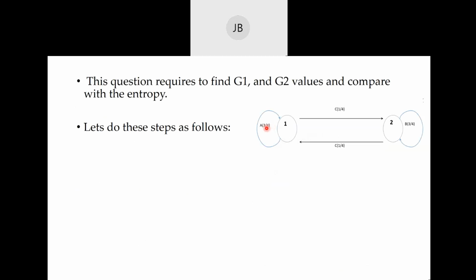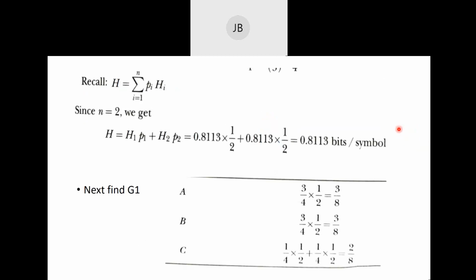How can we generate A? Only here we can generate A, right? That is the transition from 1 to 1. The symbol A is generated with a probability of 3 by 4, from state 1. State 1's probability is also 1 by 2. So 1 by 2 multiplied by 3 by 4. Similarly, how do we generate B? B is generated by the transition from 2 to 2. So 3 by 4 is the transition probability multiplied by the state probability of state 2, that is 1 by 2. So that is what is given here.